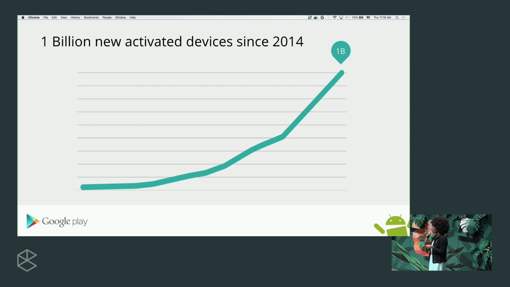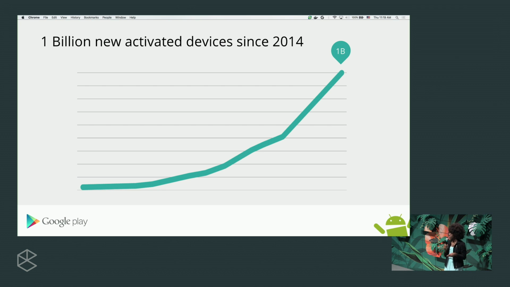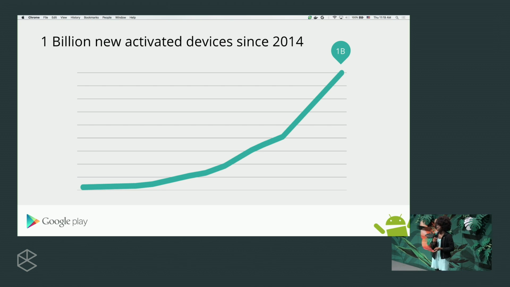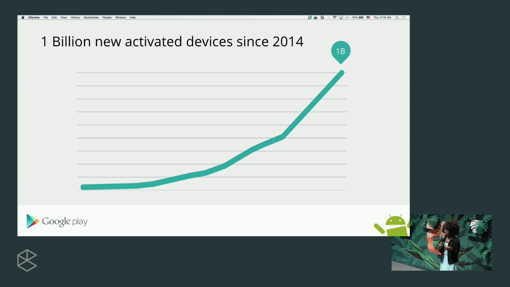Does anyone know the population of the world? 7.2? Yeah, that's like 7.5 billion, let's say. So we have 4 billion users online, which means that there are 3.5 billion users that are not yet online. So this is our potential market that's not been tapped yet.